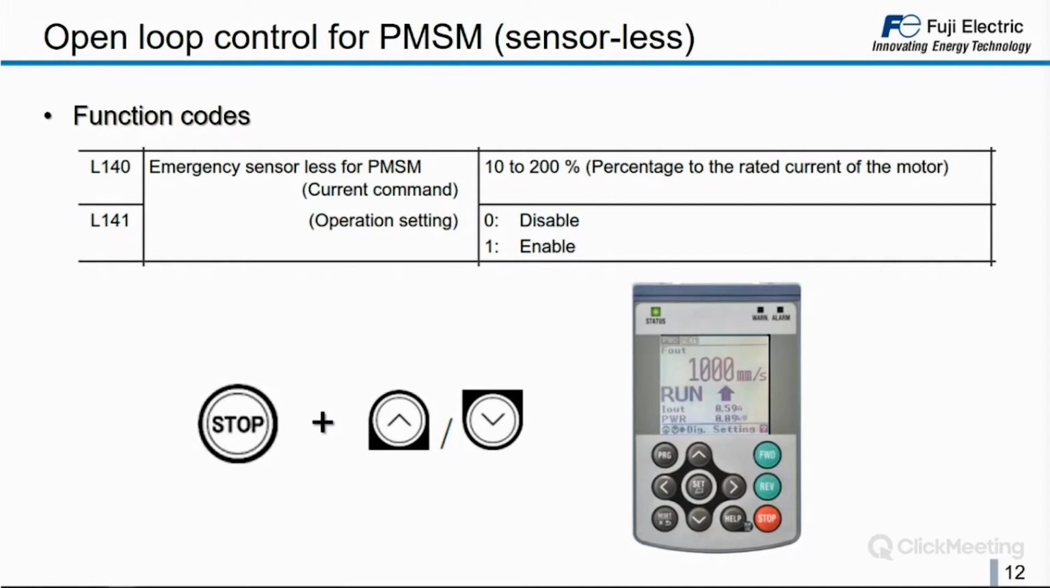Okay. And then we have the parameter L140, which is the current level at which we are going to control the motor. In other words, the value we specify in L140 is going to be the rated current of the motor during this movement.